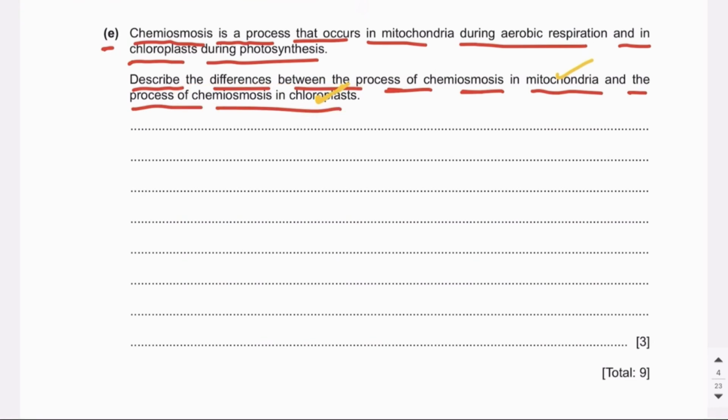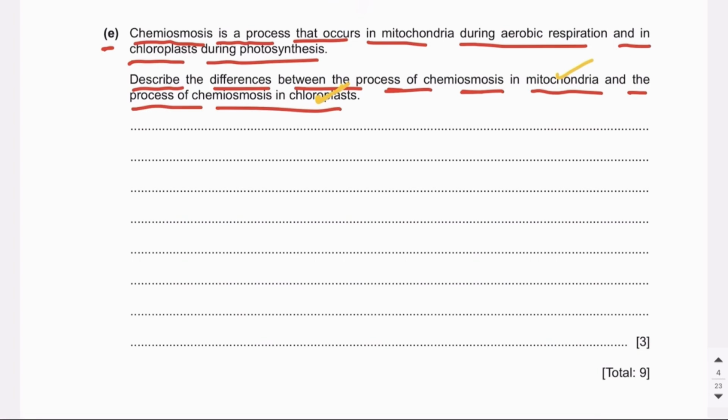And the other differences are that in chemiosmosis in mitochondria, hydrogen ions are pumped from the matrix to the intermembrane space, whereas in chemiosmosis in chloroplasts, hydrogen ions are pumped from the stroma to the thylakoid space.